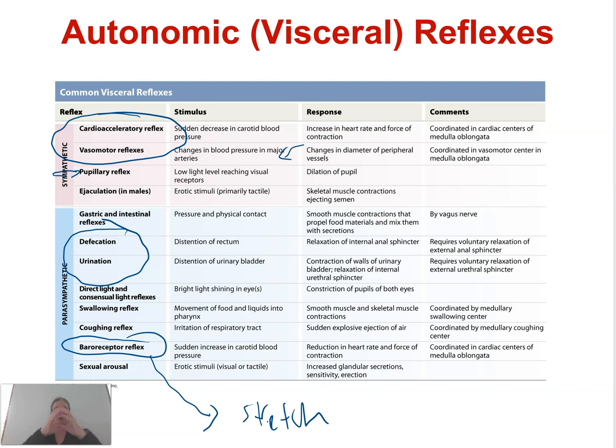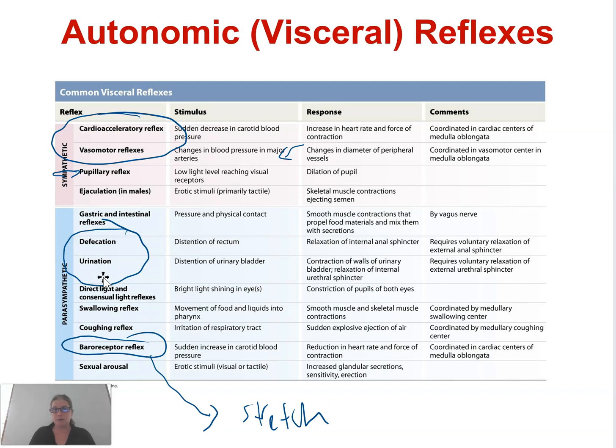So if your blood pressure goes up and it's stretching, then the information goes up. You have a cardiac reflex and it's going to bring your heart rate down to bring your blood pressure down. Or if your blood pressure is falling, there's less stretch, the information goes up to your medulla and it raises your heart rate. So the baroreceptors are really important at monitoring blood pressure, and we have these reflexes that try to fix it by changing our heart rate.